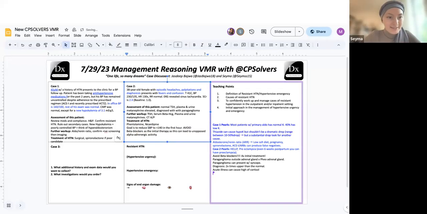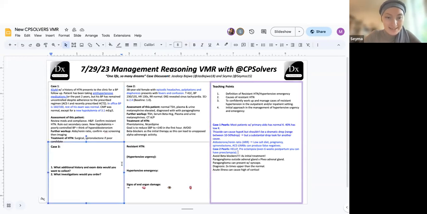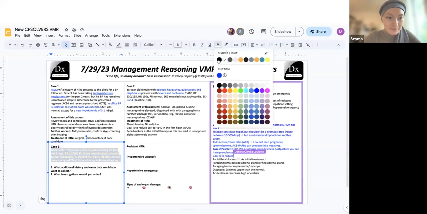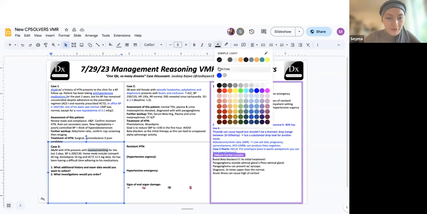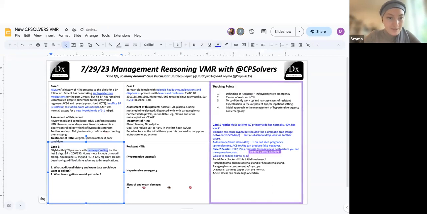Okay, so as case number 3, we have a 68-year-old male with hypertension presenting with nausea and vomiting for the last 2 days. The blood pressure is 200/130. The home meds include lisinopril 40 milligrams, amlodipine 10 milligrams, and hydrochlorothiazide 12.5 milligrams daily. He has been having a difficult time adhering to his medications. And I would now turn over to Jazz.